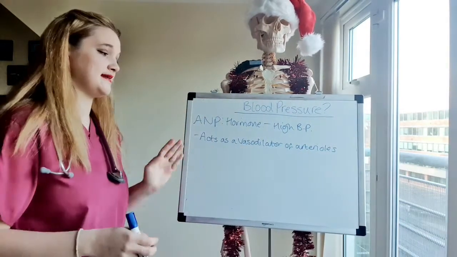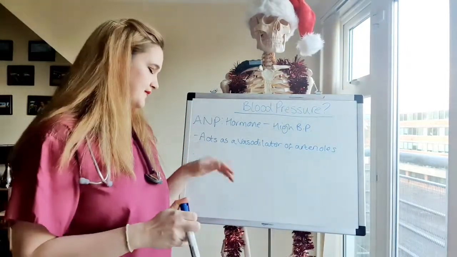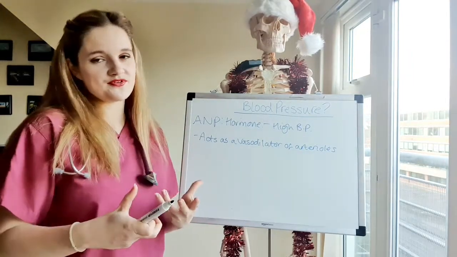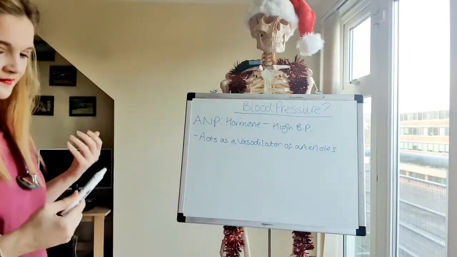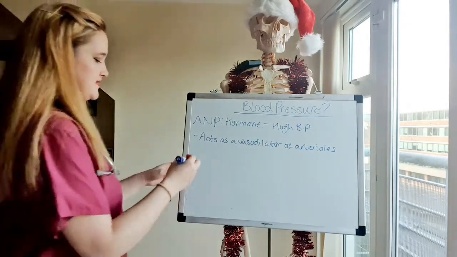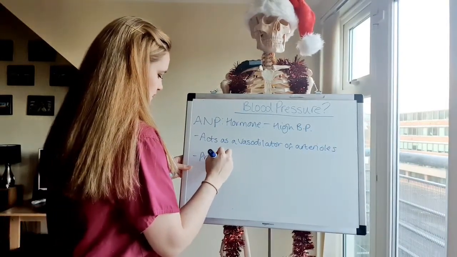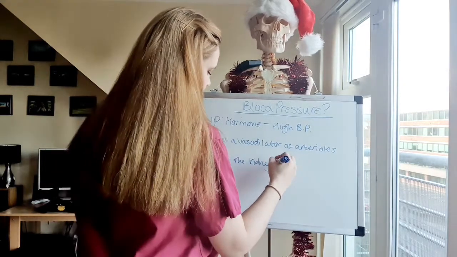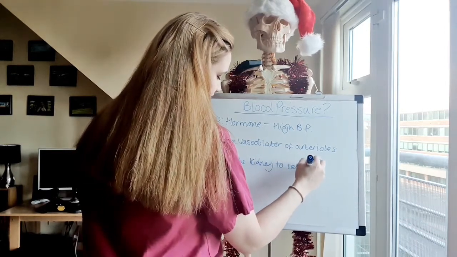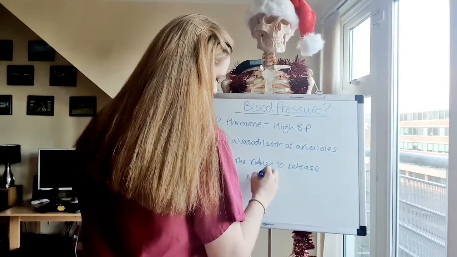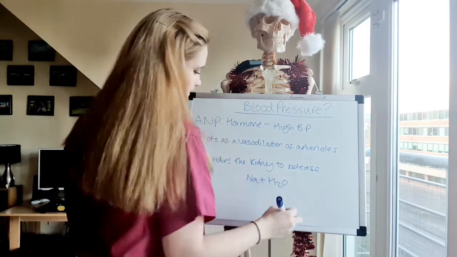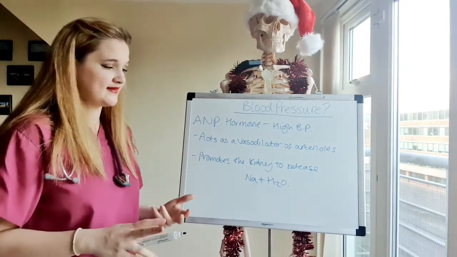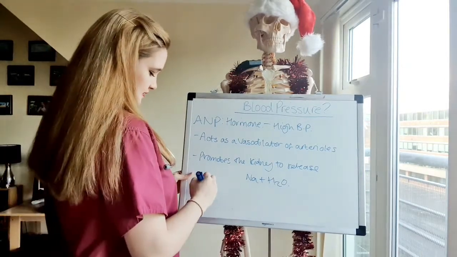So it acts as a vasodilator, so you remember that angiotensin 2 acts as a vasoconstrictor. This one, because we're wanting the opposite effect, acts as a vasodilator. Okay, and what it essentially does is it promotes the kidney to release sodium and water. Okay, and obviously if we were retaining it last time with the angiotensin, we're now releasing it, so that means that our blood pressure is going to come down.